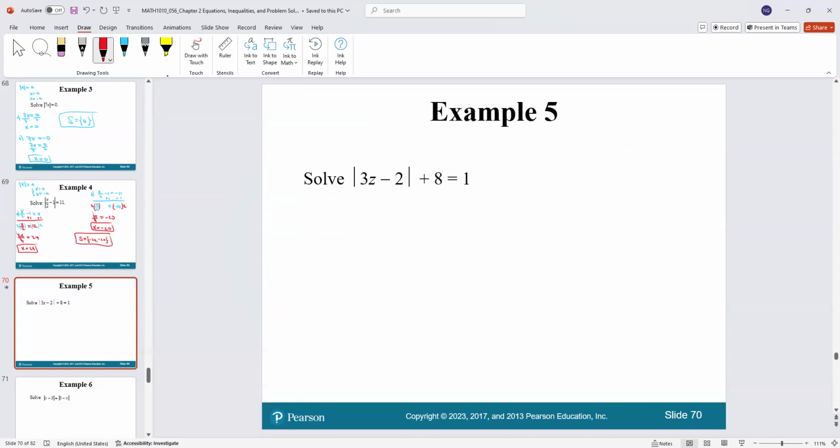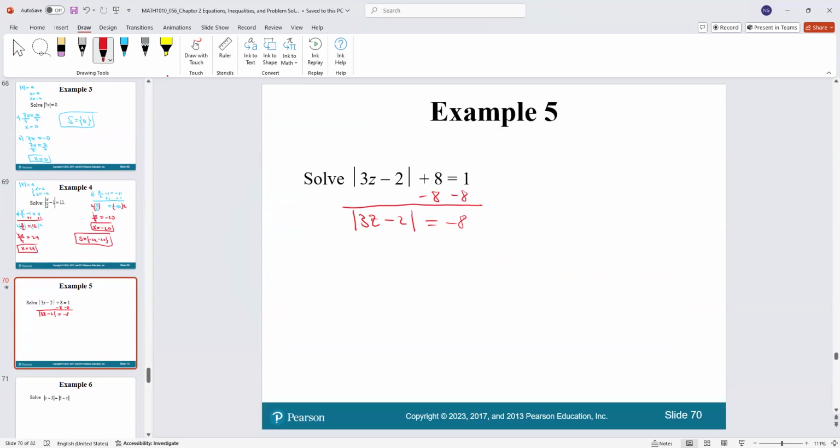The problem we have is 8. We need to subtract 8 from both sides. Let's subtract 8 from both sides. The absolute value of 3z minus 2 equals negative 8. Okay, what's next to do here? Yes, I told you, absolute value is always positive. You cannot take the absolute value of something and obtain a negative number.